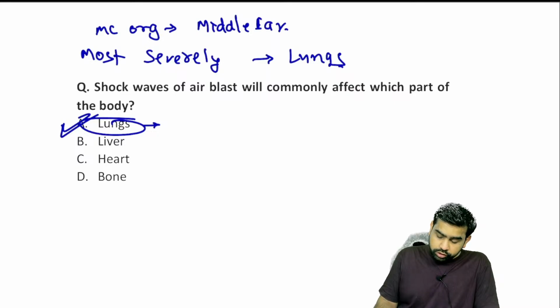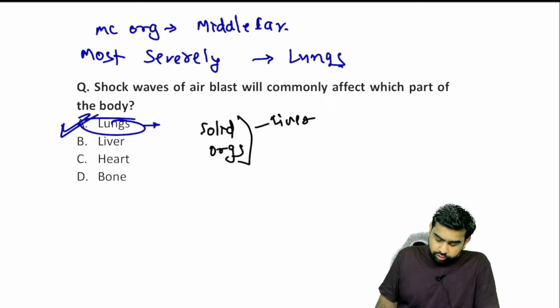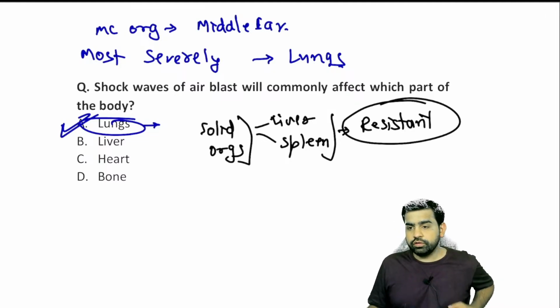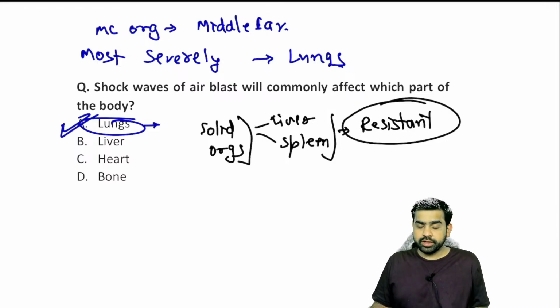And the solid organs we have, for example the liver or the spleen, these are resistant. They are resistant to the effect of blast injury. So the liver and the spleen, which are solid organs, are resistant to the effect of blast injuries. I hope you have understood this particular point.